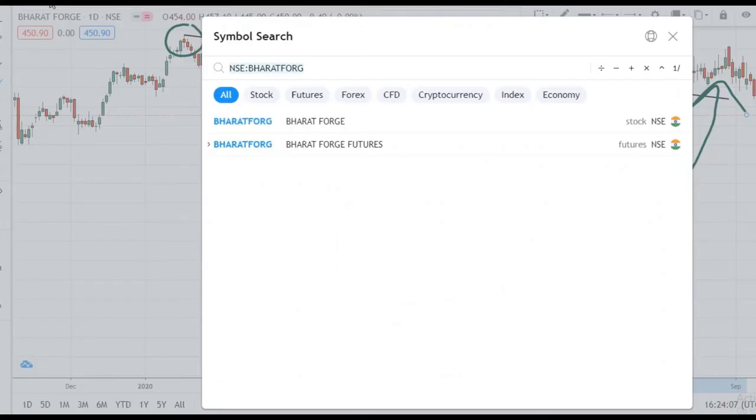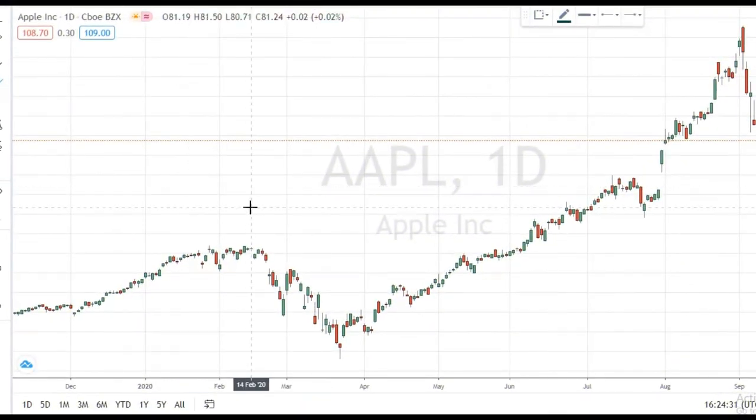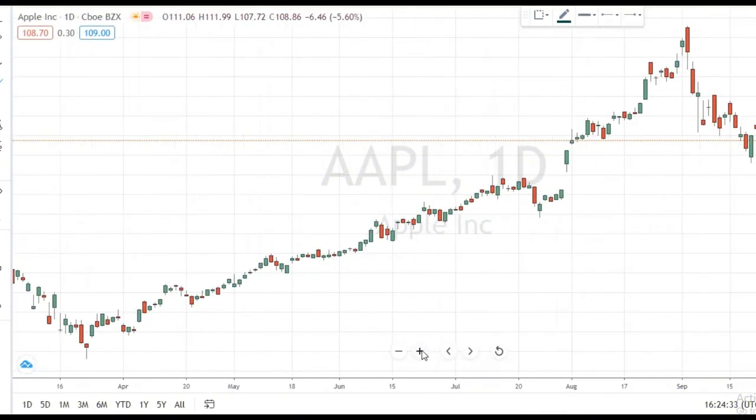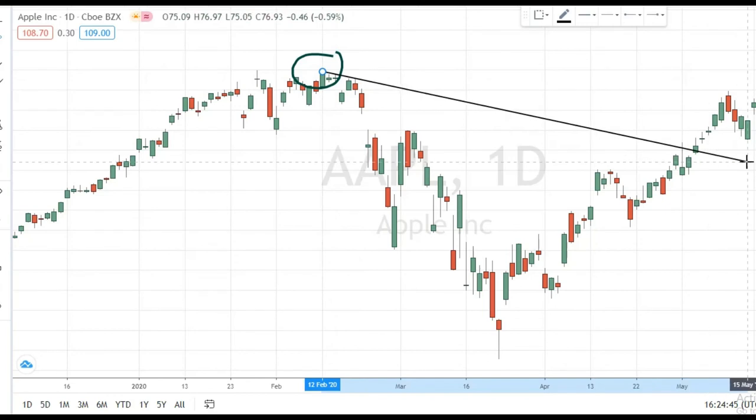Let's go ahead and check one more chart. Let me go to Apple. Well, this is the Apple chart. Let me zoom in. Okay, so this was the point from where the prices have started falling down. Let's go ahead and draw a downtrend line here.